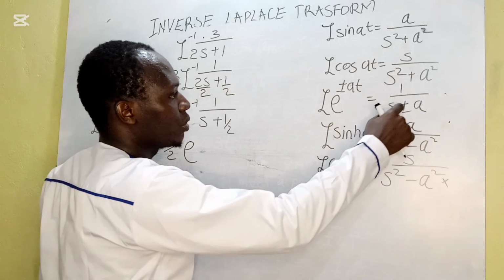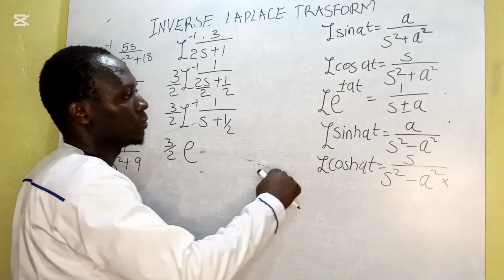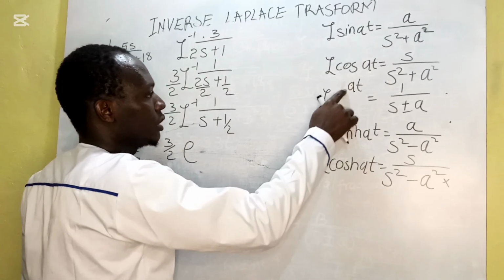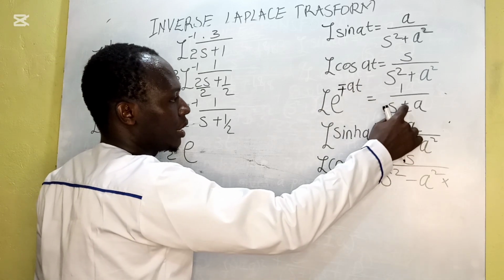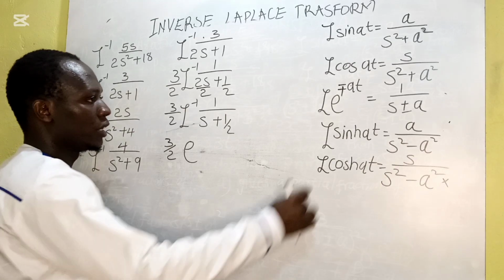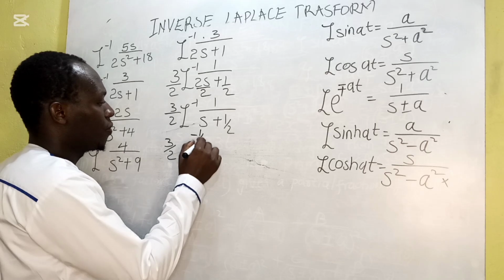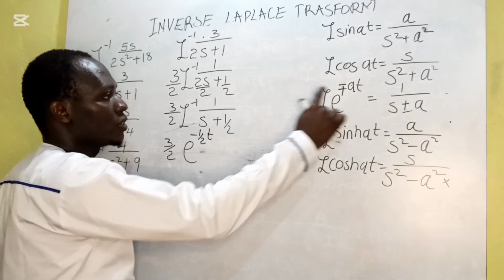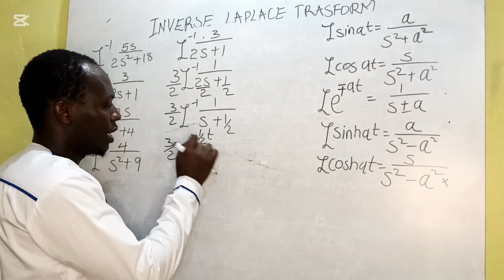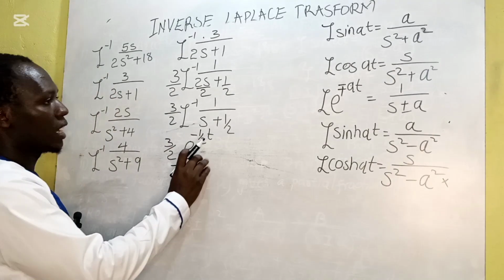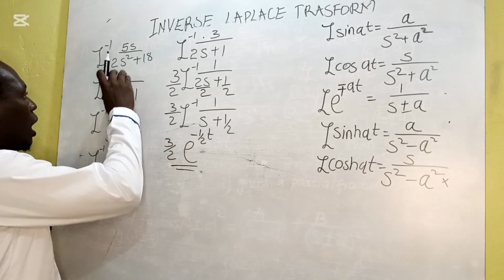exponential. We agree that when it is a positive here, we are going to have a negative here. This one I've denoted them wrongly. It's supposed to be a negative or a positive. When we are having a negative here, here we are going to take a positive. And now we are having a positive of a half, to mean that we are going to have a negative of a half t, because that is the term of a. The term of a will be negative a half. And this is now the inverse Laplace transform of our function here.